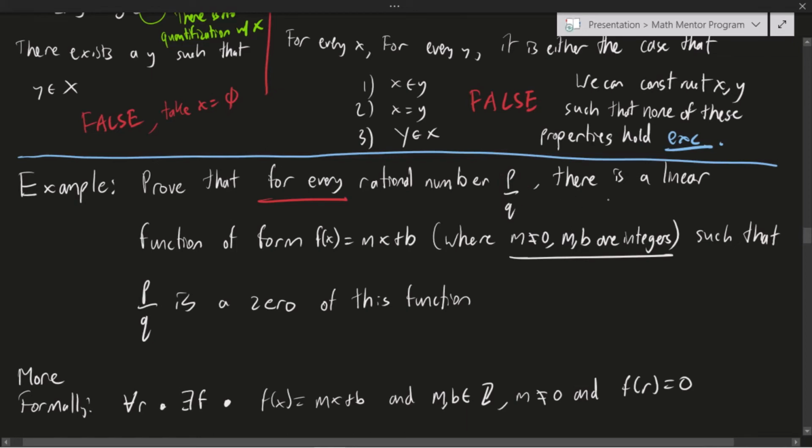There is a linear function of the form f of x equals mx plus b, right? And the only condition I want is that it's not a flat line. So m cannot be 0, but I also want m and b to be integers, okay? Not just any real numbers. And so I want to show that I can find such a function f such that p over q is a 0 of this function. So in other words, f of this rational number p over q is equal to 0.